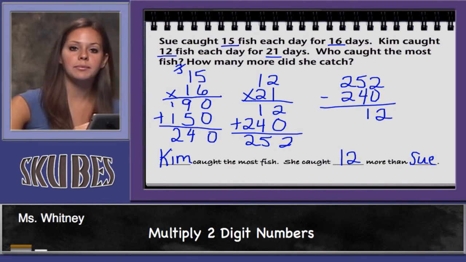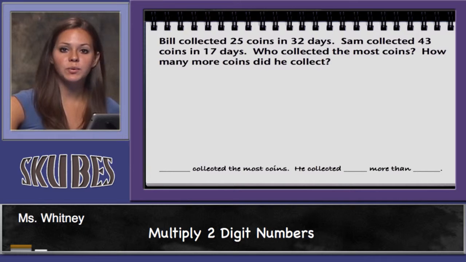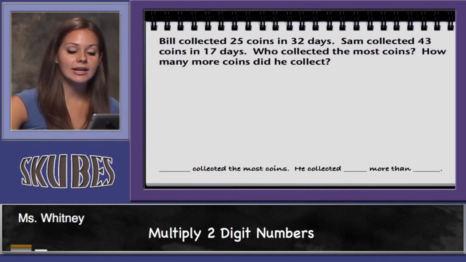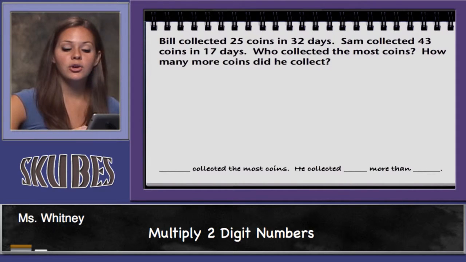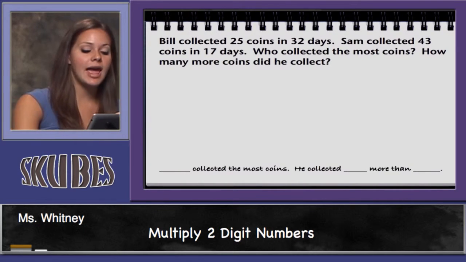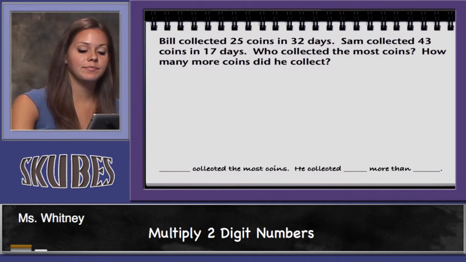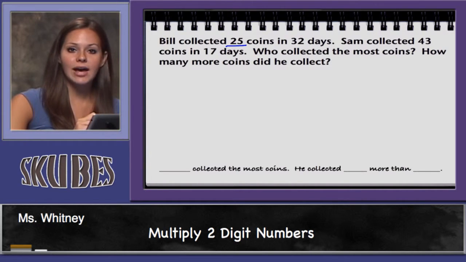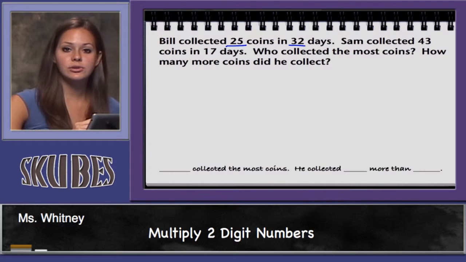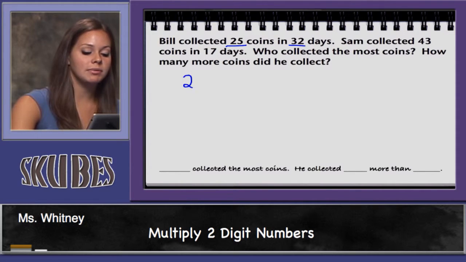Let's practice another problem. Bill collected 25 coins in 32 days. Sam collected 43 coins in 17 days. Who collected the most coins? How many more coins did he collect? First, let's determine how many coins Bill collected. He collected 25 coins in 32 days. So we'll multiply 25 times 32.